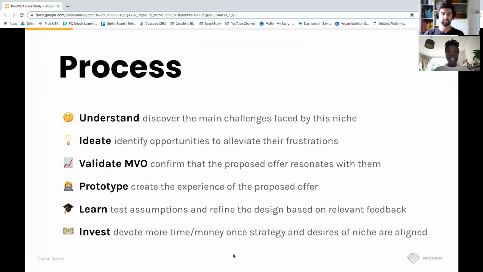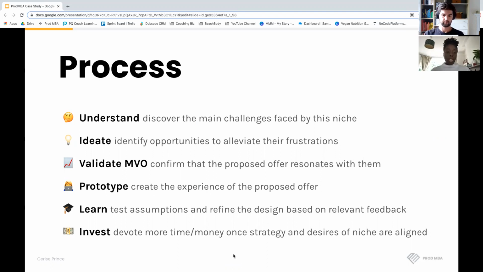true or not. The first step is understanding the main challenges faced by this niche and really digging deep into what their emotional experience is with dealing with the healthcare system with their condition. The next was to ideate and identify what opportunities there might be to alleviate those frustrations that they're facing on a day-to-day basis. The next was to create an offer based on that initial research and validate the minimal viable offer that I came up with.